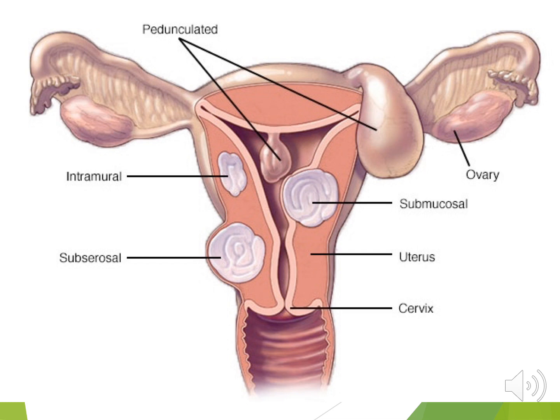Leiomyomas can be multiple or single. They can be submucosal, directly below the mucosa. They can be intramural, in the wall, or subserosal, just below the serosa. They can also be pedunculated.